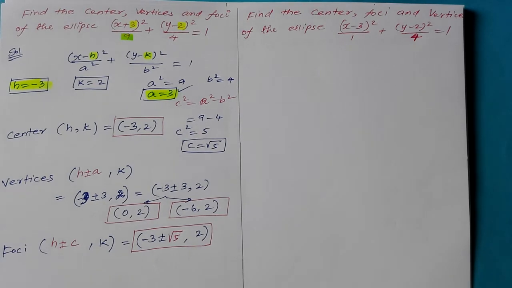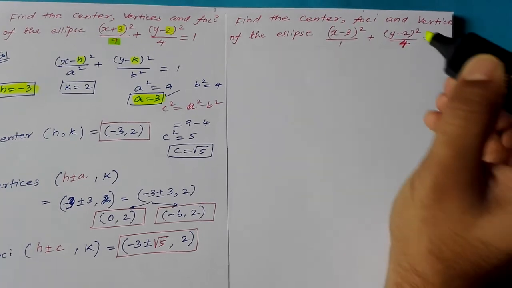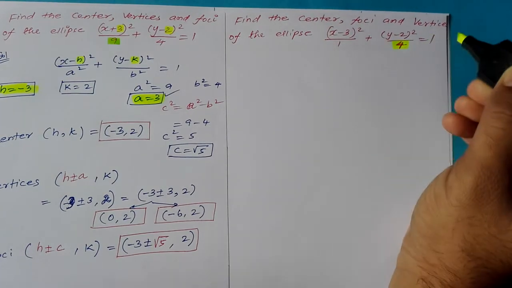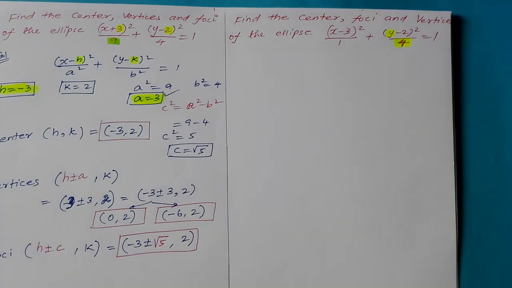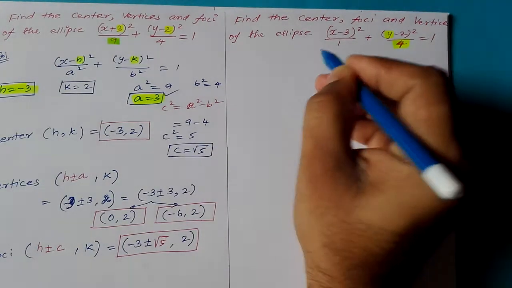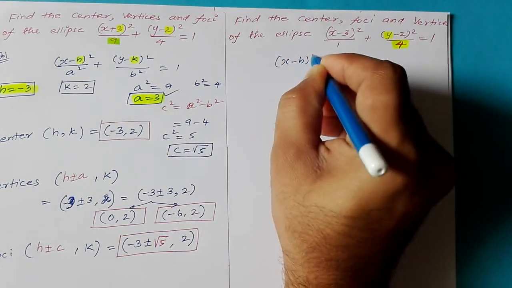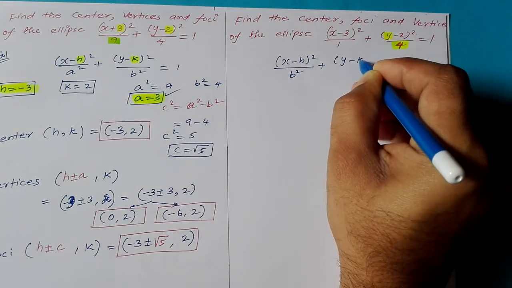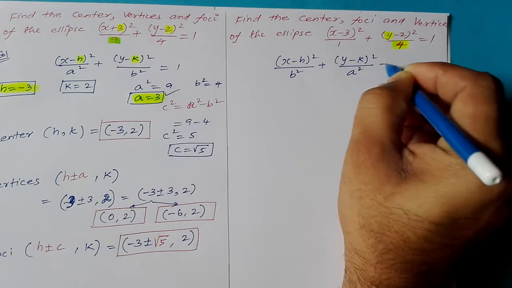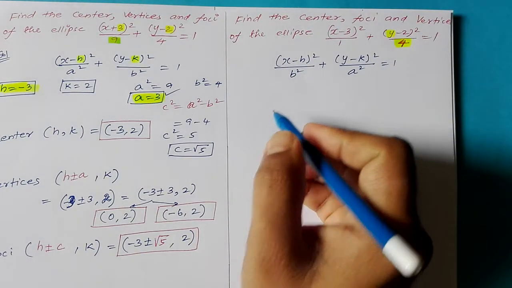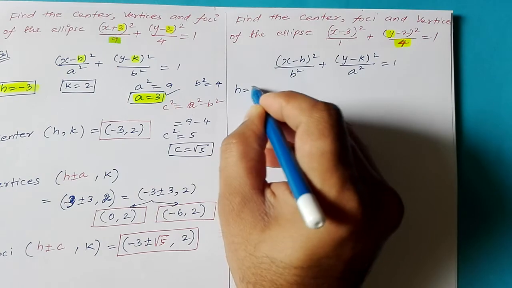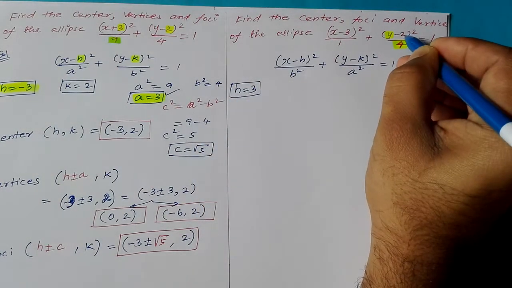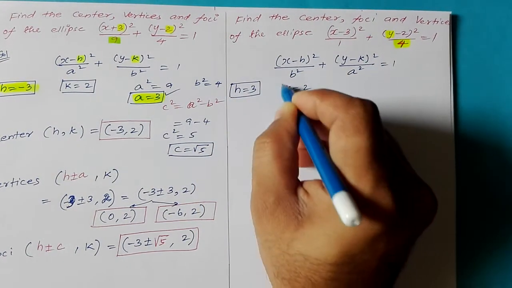Now similarly, the next problem we have taken here, it is about the y. The bigger number is present below y. So now compare with the standard type. What is the standard form? (x minus h) whole square over b square plus (y minus k) whole square over a square is equal to 1. Now compare it. What is h? h is equal to 3. What is k? k is equal to 2.